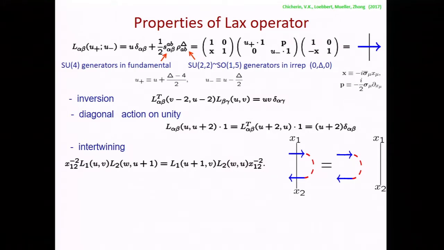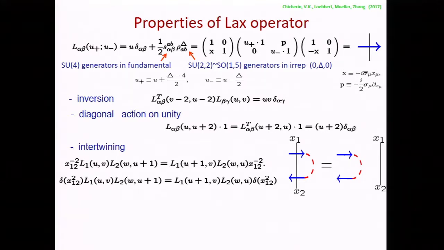This intertwining property says that you can push this propagator 1 over x12 square through L's, so that it appears to be on the right and nothing acts on it, and you have simply the product of these two L's. So this property we should remember.